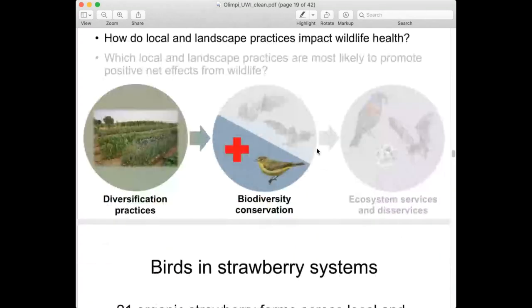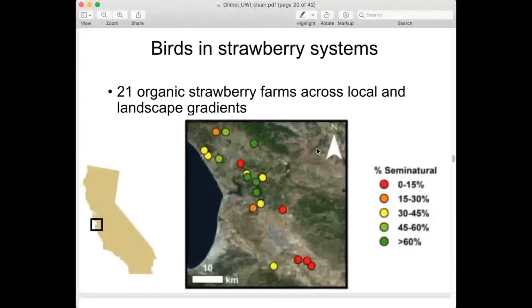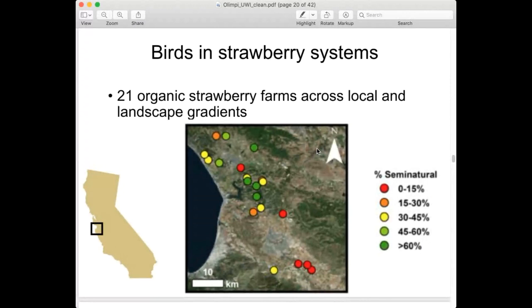Next slide, please. So here's the Central Coast again. You guys are going to be experts by the end of this talk. In this system, we looked at 21 different organic strawberry farms. And you can see the colors here indicate a landscape gradient. So within a kilometer of the farms, some of the surrounding landscapes had very little semi-natural habitat, whereas others had upwards of 60%.